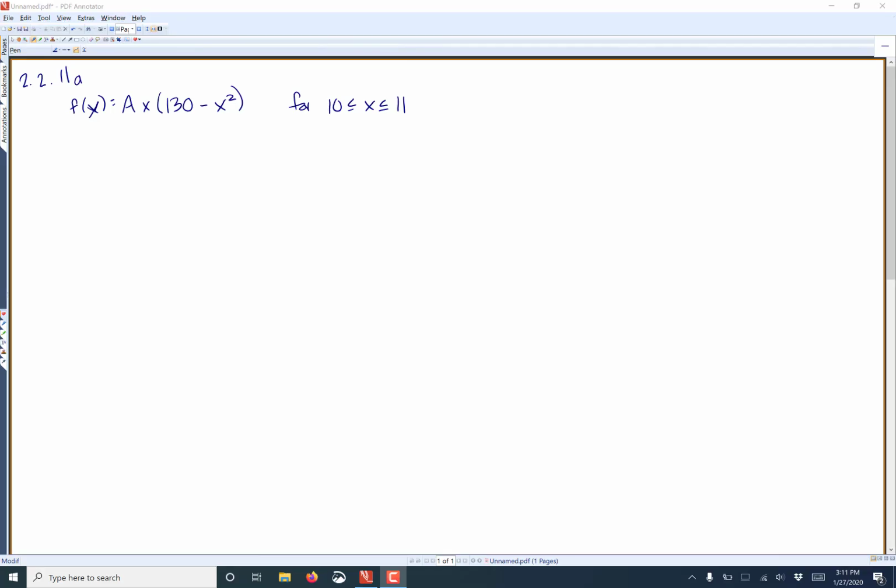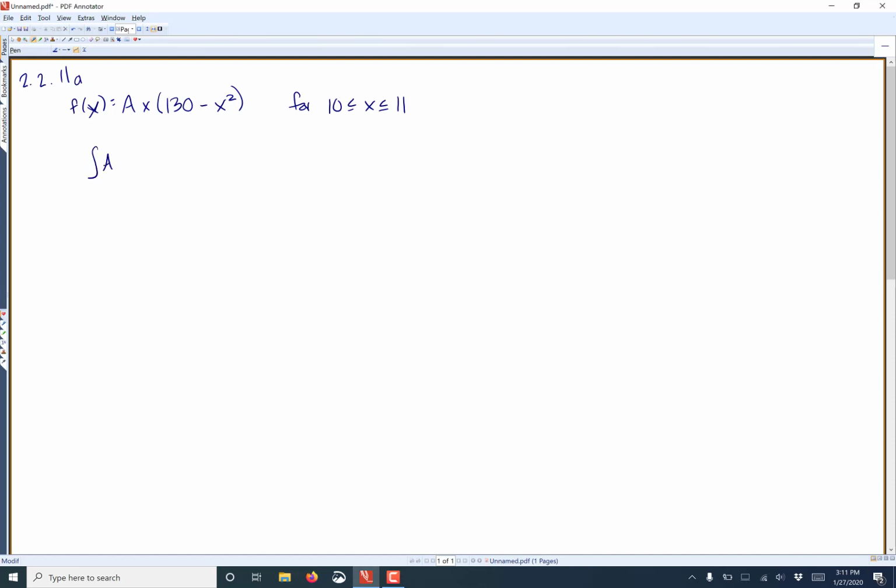This is 2.2.11a. So we're given a PDF and it has this constant a hidden in there. We're supposed to figure out what a would be. Now, anytime you have to do this, the point is you have to remember that the area under a PDF has to be equal to 1. So if we integrate this for our bounds from 10 to 11, we have to get to 1, so then we can figure out what a would be to make everything be 1.